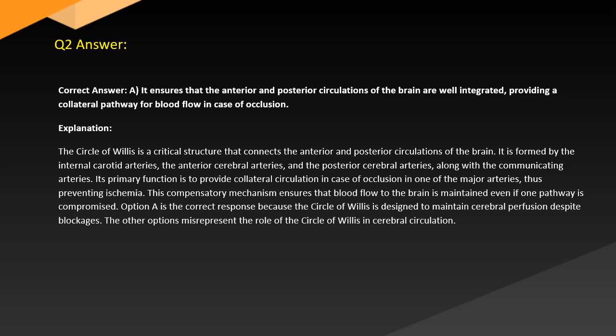Its primary function is to provide collateral circulation in case of occlusion in one of the major arteries, thus preventing ischemia. This compensatory mechanism ensures that blood flow to the brain is maintained even if one pathway is compromised. Option A is the correct response because the circle of Willis is designed to maintain cerebral perfusion despite blockages. The other options misrepresent the role of the circle of Willis in cerebral circulation.